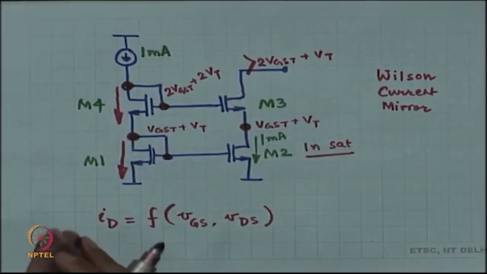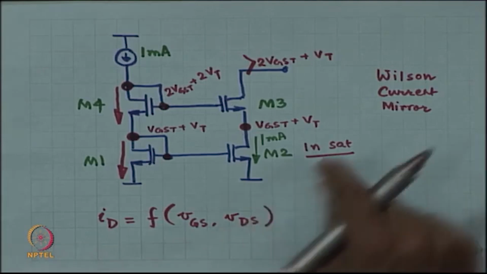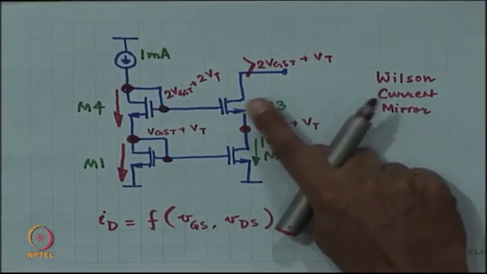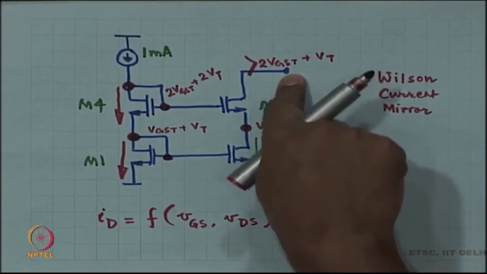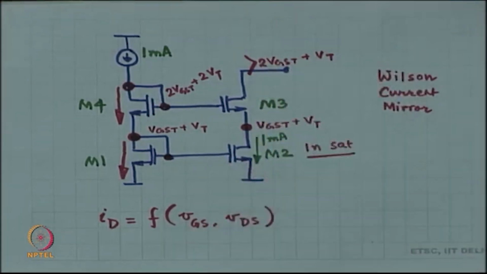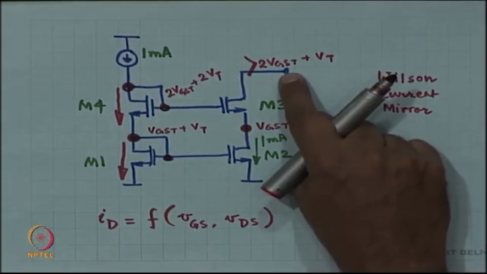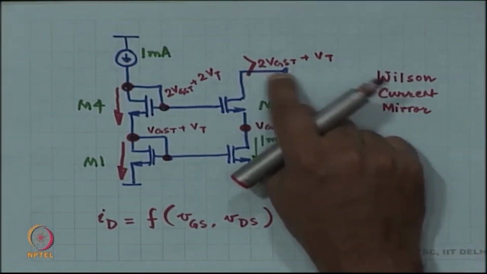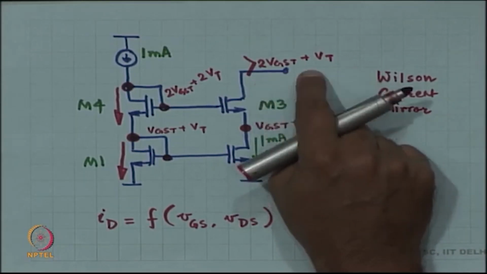Then the next important feature is that you have got graceful degradation in terms of the limit for the output voltage. The output impedance is generally very high, right. You have got a cascode. So, therefore, the output impedance is very high. However, this output impedance is going to go down, it is not going to remain as high if you go below this limit 2 VGST plus VT, all right.